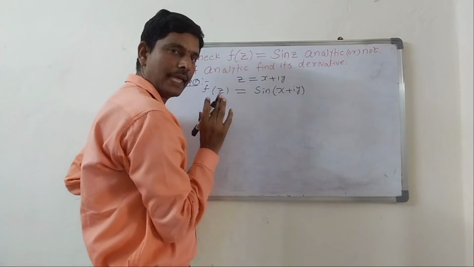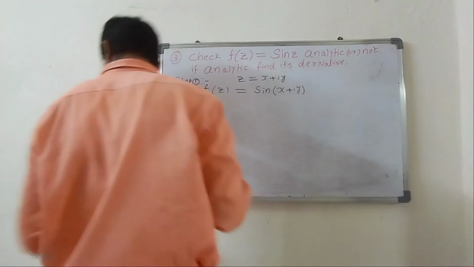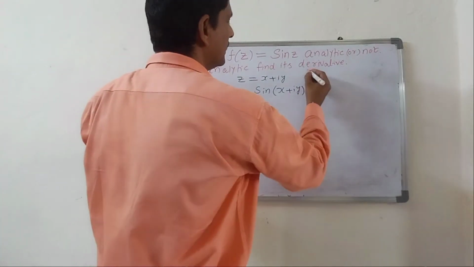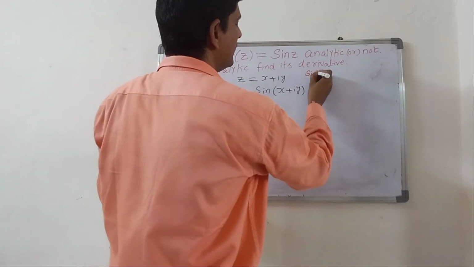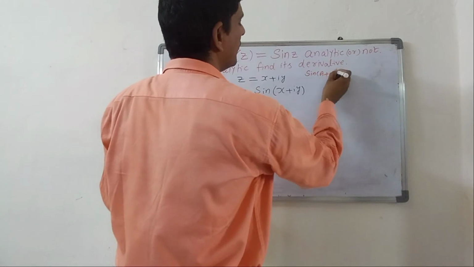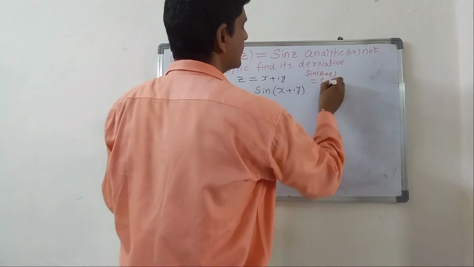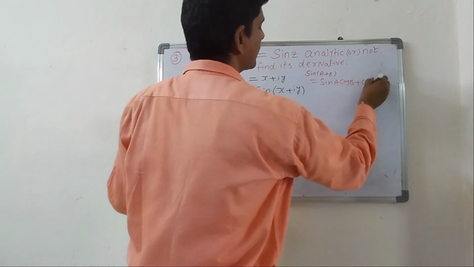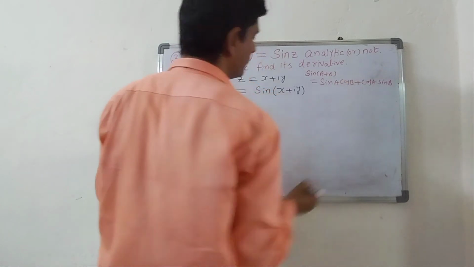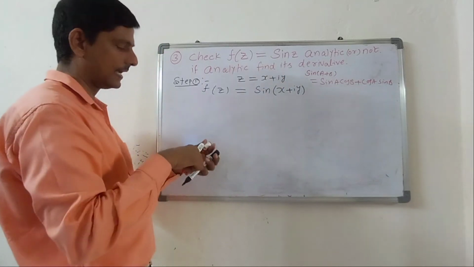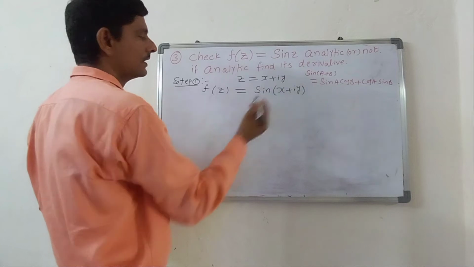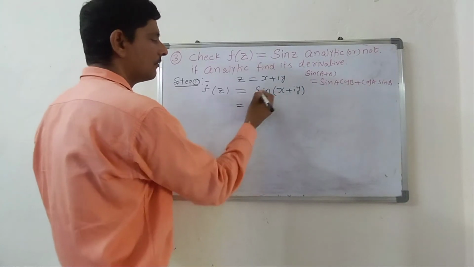Sin of a plus b. So we know the sin of a plus b formula from our 10th level. Sin of a plus b is equal to sin a cos b plus cos a sin b. Please remember that formula to convert it into the form of u plus iv.